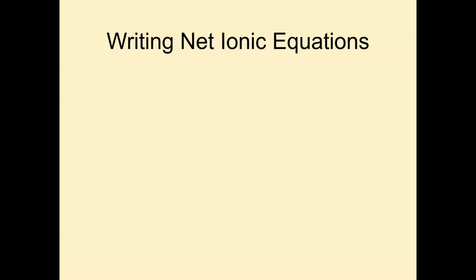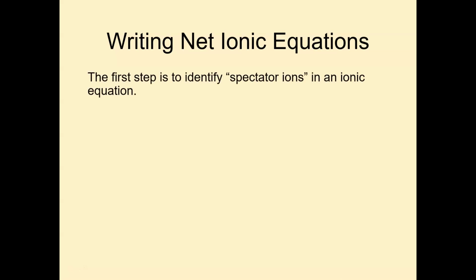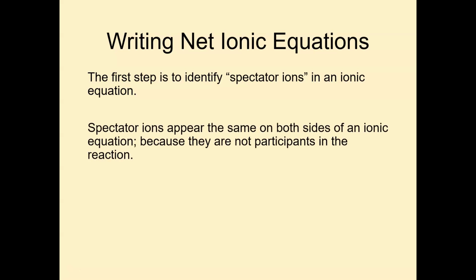And a net ionic equation eliminates all ions that aren't actually participating in the reaction. And we refer to the ions that don't actually participate in the reaction as spectator ions. And so spectator ions are going to appear exactly the same on both sides of an ionic equation. That's because they aren't the ions that are actually participating in the reaction.